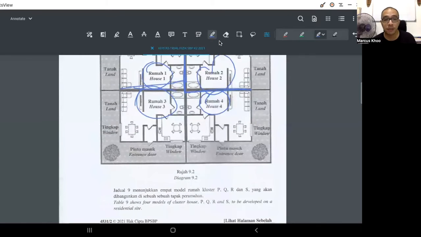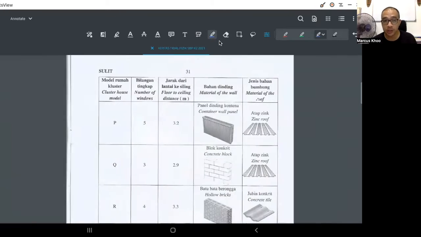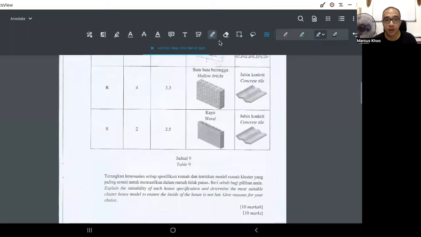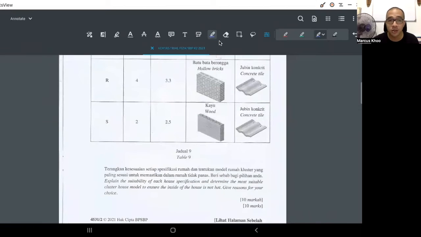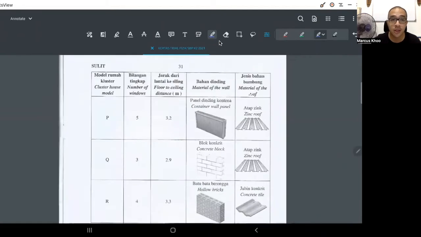So this is what it looks like. Now, table 9 shows 4 models. So let's look at the models, PQRS. And you kind of know that you need to make a choice lah. Okay, so determine the most suitable cluster house model to ensure the inside of the house is not hot. So this is our function. Okay, ini tujuan kita. So let's talk about this.